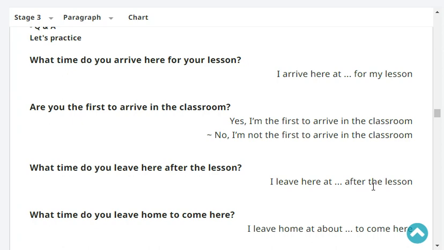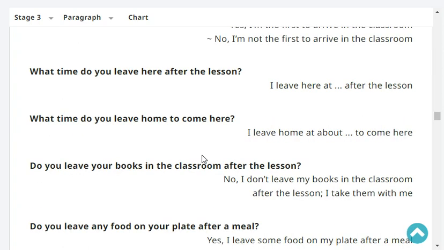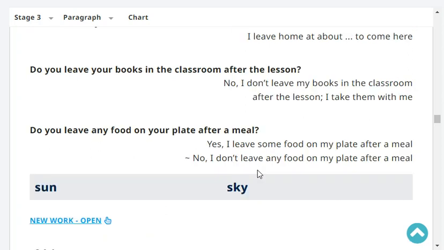What time do you leave here after the lesson? I'll leave here at, let's say, 10:30 after the lesson. Wait, what time do you leave home to come here? I leave home at about 10 a.m. to come here.